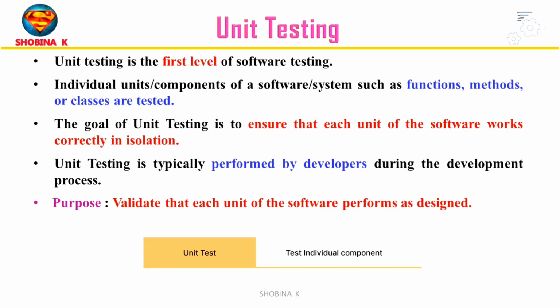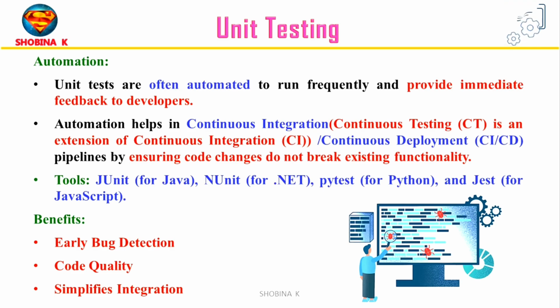Unit testing is performed by developers, typically during the development process. The purpose of unit testing is to validate that each unit of software performs as designed. Unit tests are automated, which means they can be run automatically without requiring manual intervention. These automated tests are run often, usually every time there is a change made to the code. And this is known as continuous integration and continuous deployment.